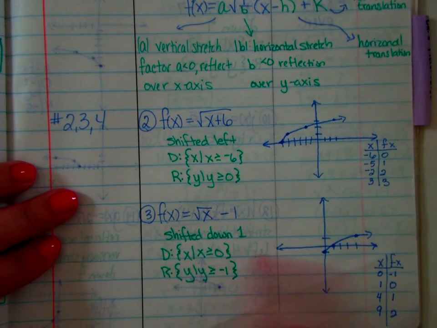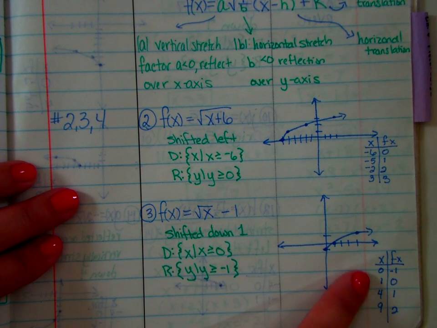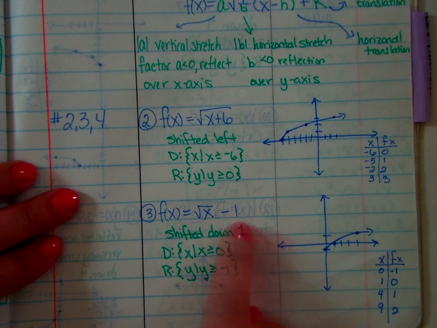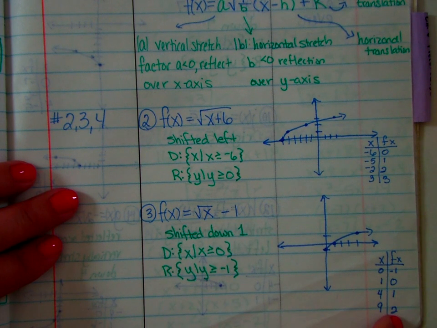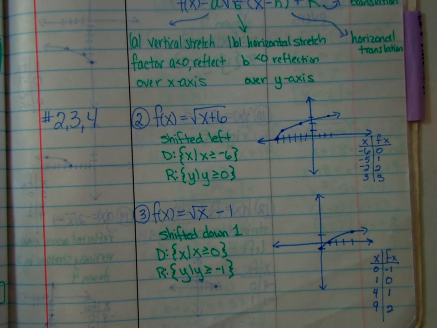And again, we want perfect squares for our square root. So we have 0, 1, 4, 9 to put in here. Then whatever that answer is, we take away 1, and that would be our y value. So when we plot this, it went from (0, 0), and every point just moved down 1 unit.